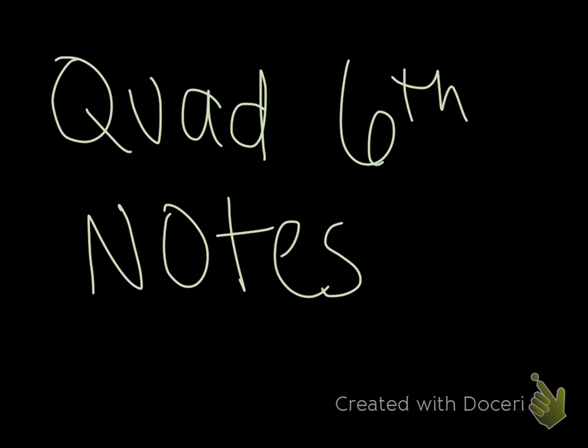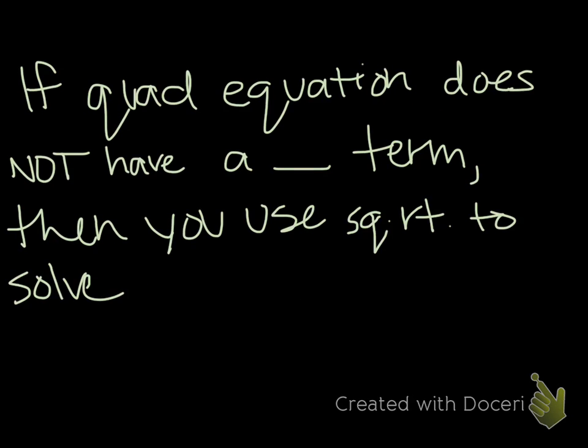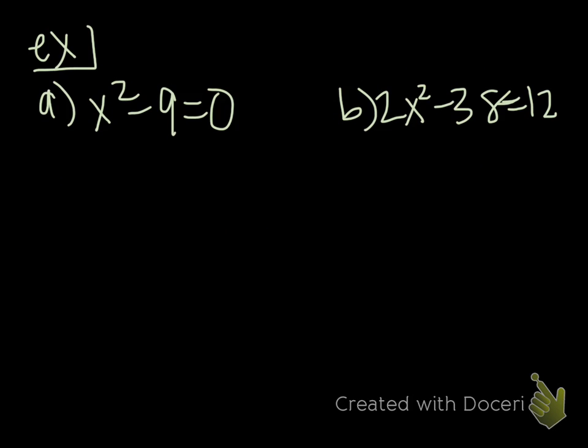Today we're doing the sixth set of notes in the quadratics chapter. So if a quadratic equation does not have a b term, then you're going to use the square root method to solve. So the past couple days we have talked about factoring. Now we're going to switch gears and talk about this new method.